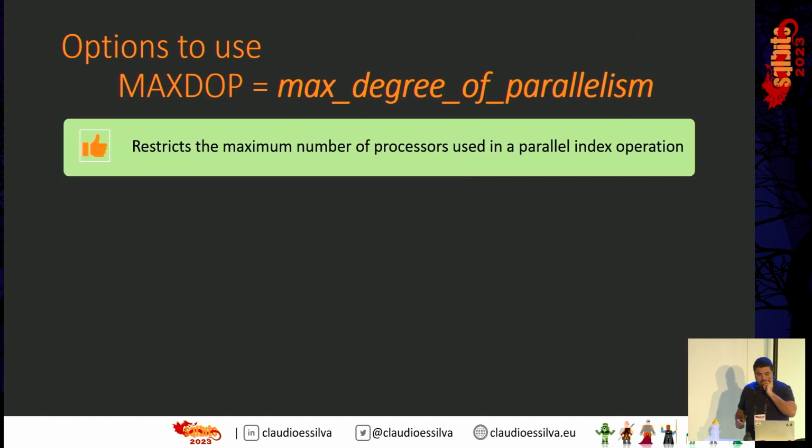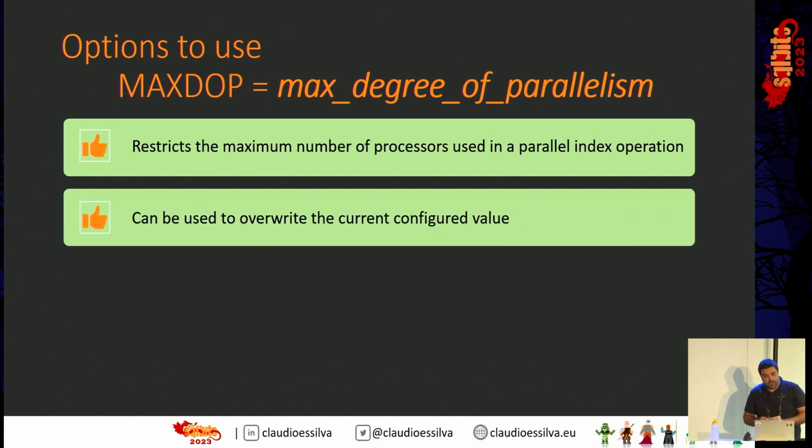Okay, max DOP, max degree of parallelism. It's an option that will restrict the number of processors that can be used on the parallel index operation, okay? So we have this set at an instance level. You can also set it at a database level, and you can set it at your query level, okay?